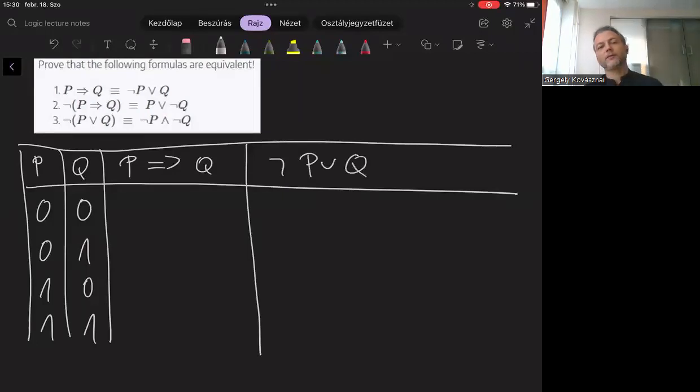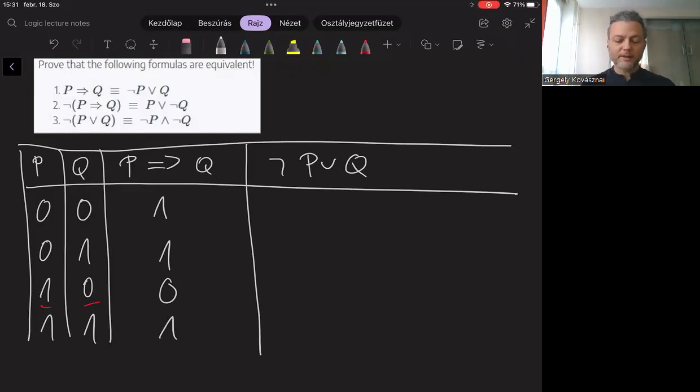And then we have to prove that in each and every interpretation, those two formulas have the same values. Both must be 0 or both must be 1 at the same time in every interpretation. Okay, so let's evaluate P implies Q first. As you know, this implication only evaluates to false if the left-hand side is 1 and the right-hand side is 0. In each and every other interpretation, it must evaluate to 1.